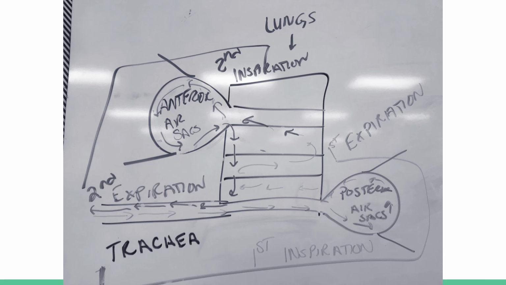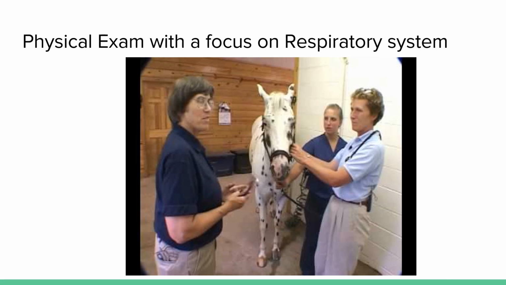The avian cycle is a little tricky. Here's one from the board that I drew last year. So this is the final product. Again, you can see the first inspiration comes through the trachea, and then you have the posterior air sacs, and then they go through that first expiration into the lungs. Then my second inspiration goes into the anterior air sacs, and then my second expiration, they go out of the body. So that's the final picture for you.